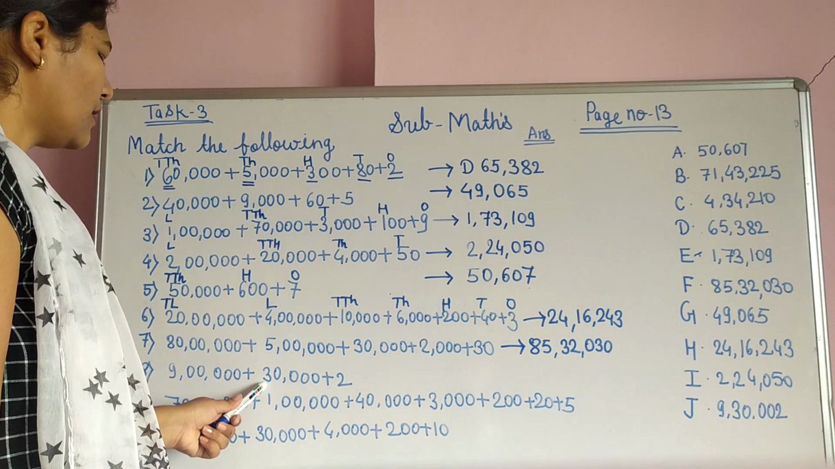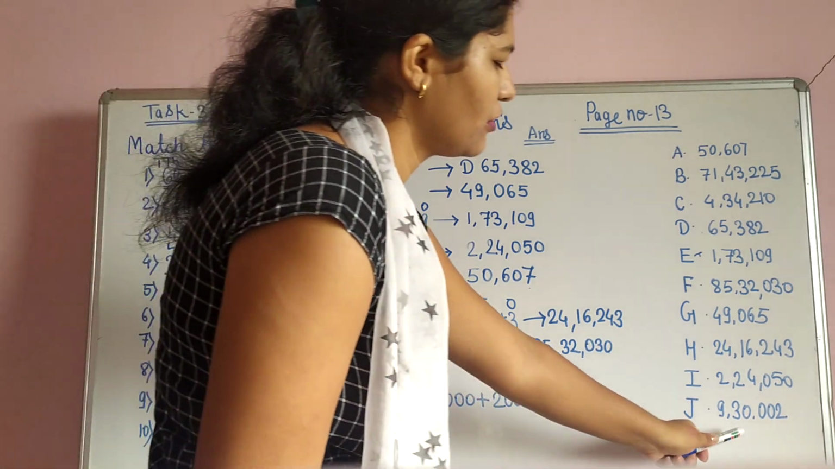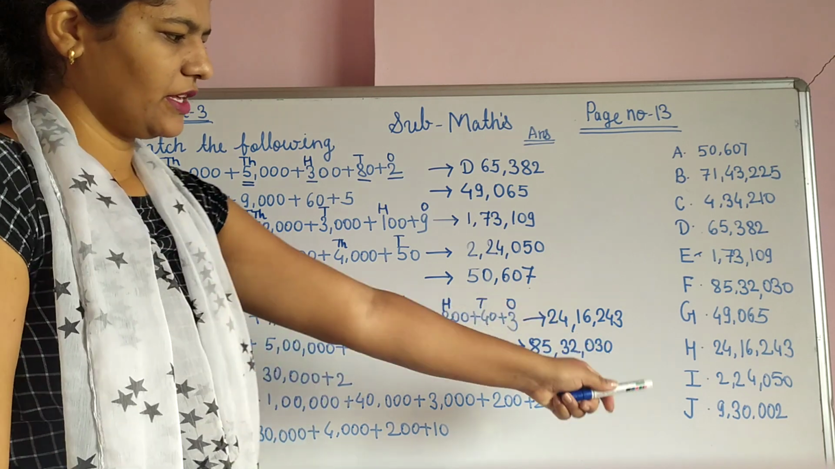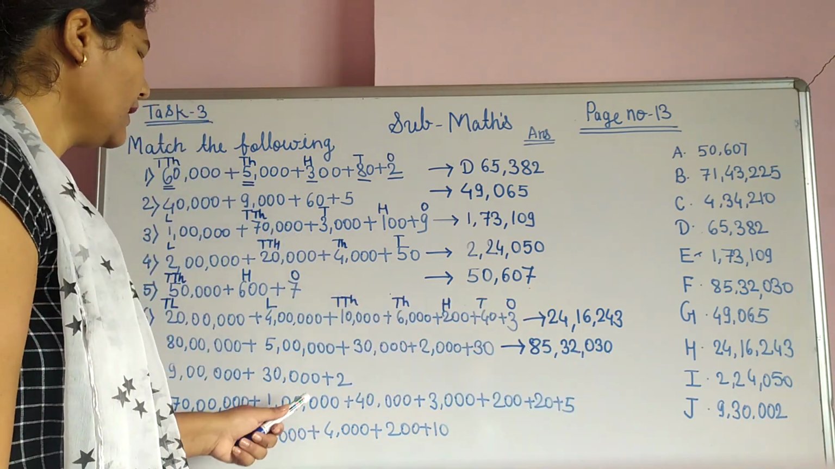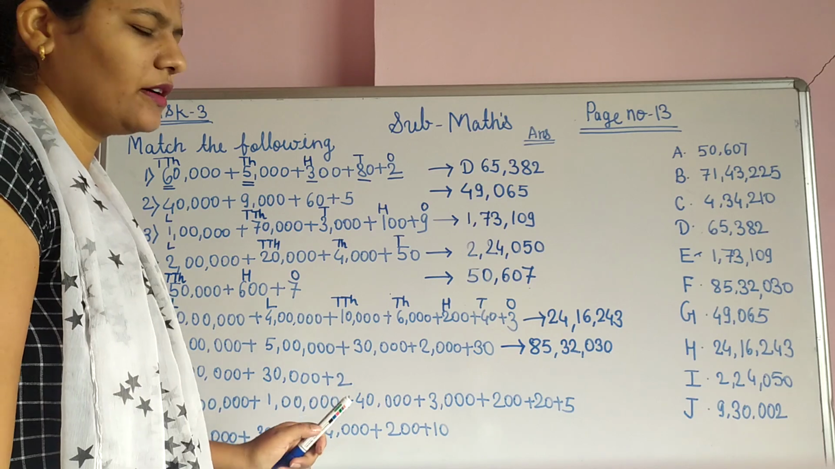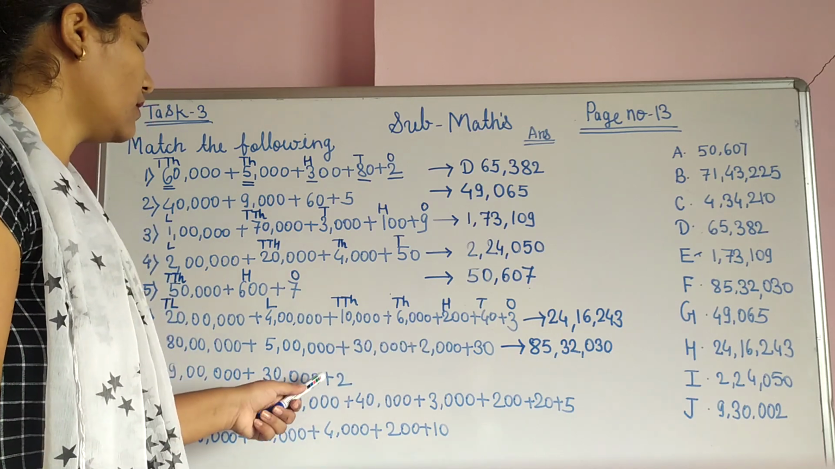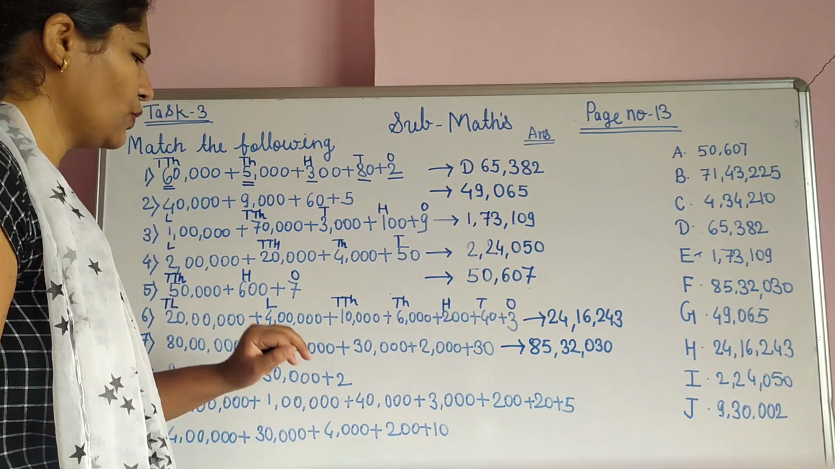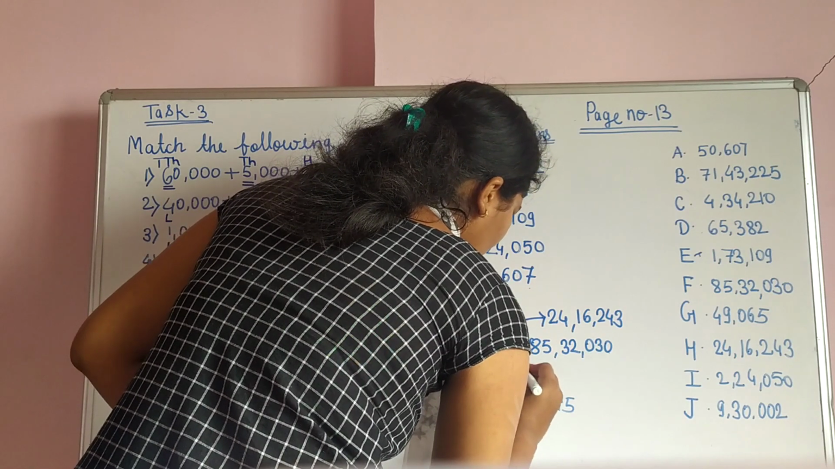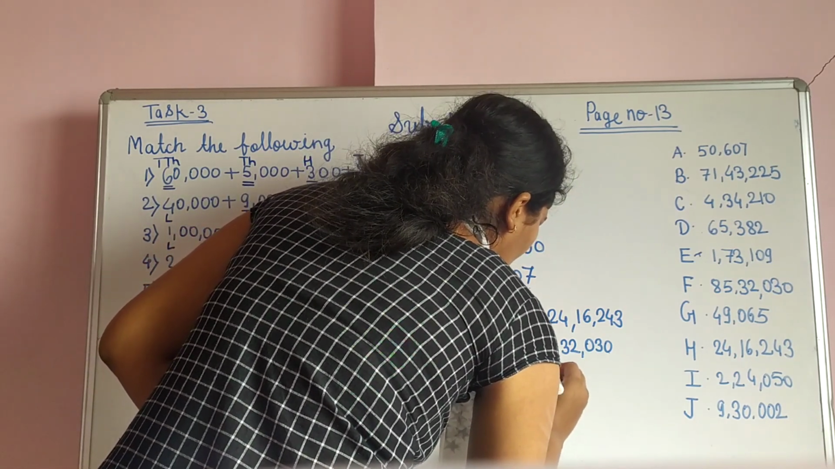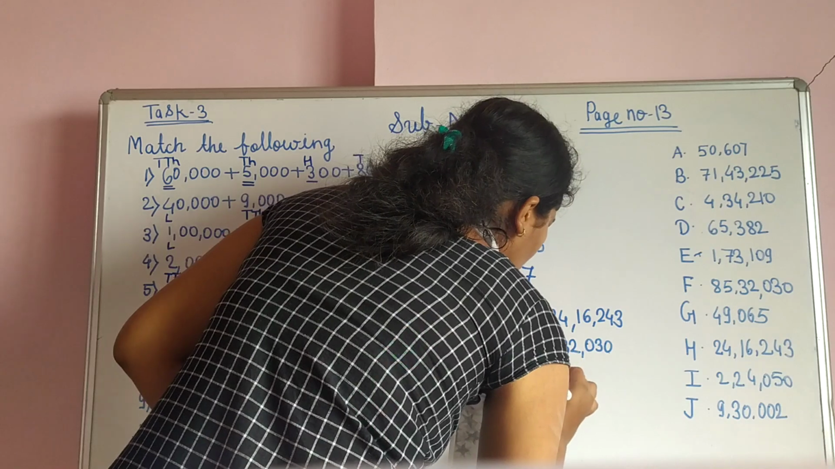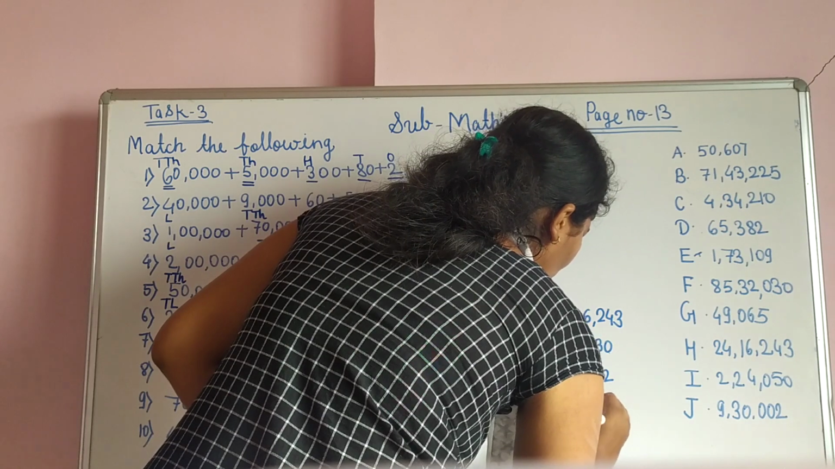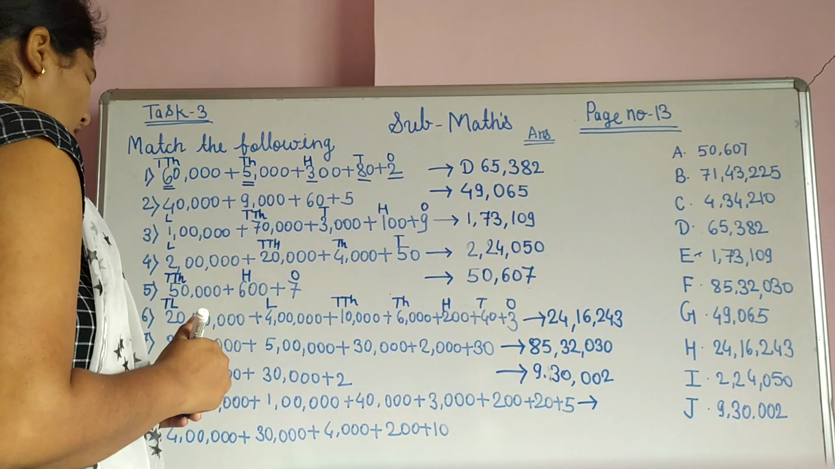Next, what is there? 10,000 place, 3 is there. Here also 3 is there. 1,000 place 0 is there. There also 0 is there. Then 100 place, what is there? 0. Then tens place 0 is there and ones place 2 is there. Here also 2 is there. So what is the answer? Answer is 9 lakh 30,002. Okay, now we see the next one.